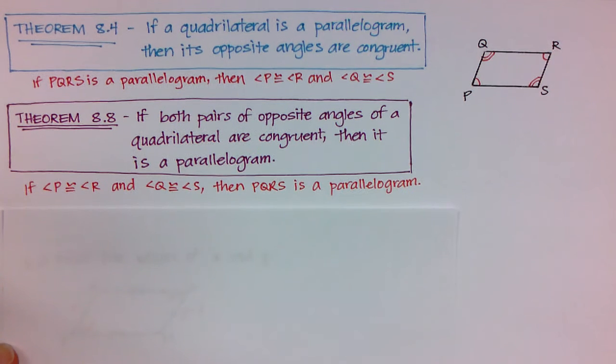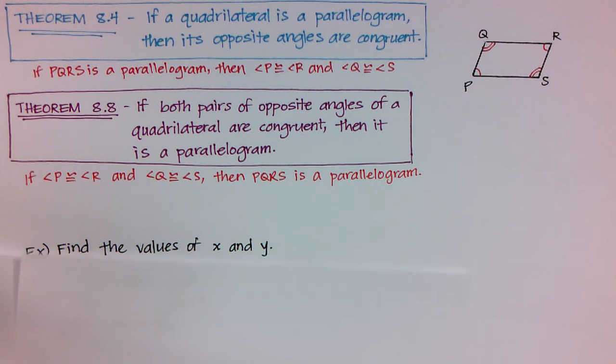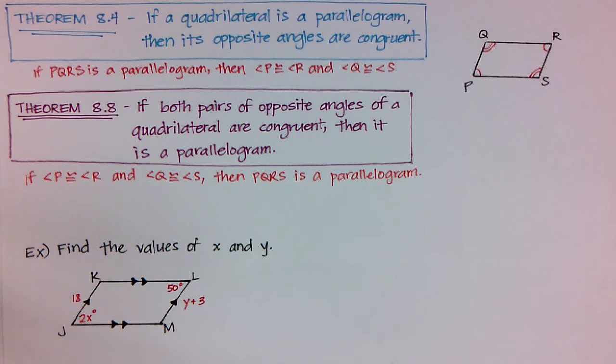Awesome. So I have a short example for us right here. We're given a quadrilateral, and we're also shown that JK is parallel to LM, but also the top segments, KL and JM, are also parallel. So I'm already told that it is a parallelogram because the opposite sides are parallel.